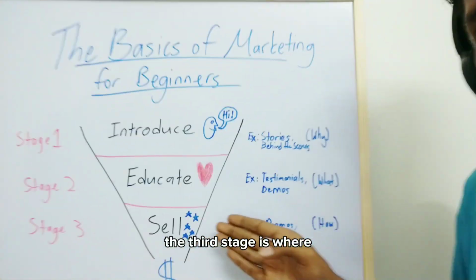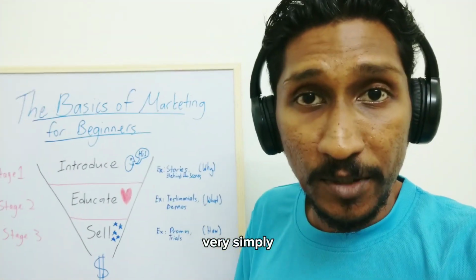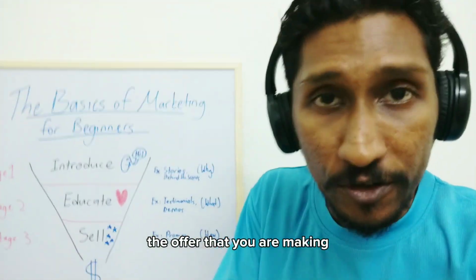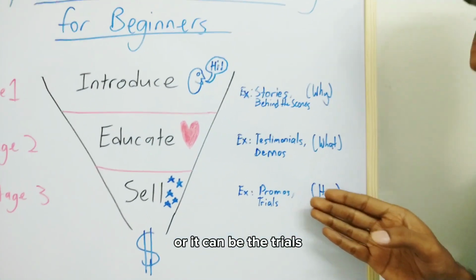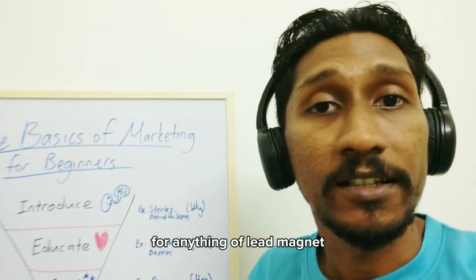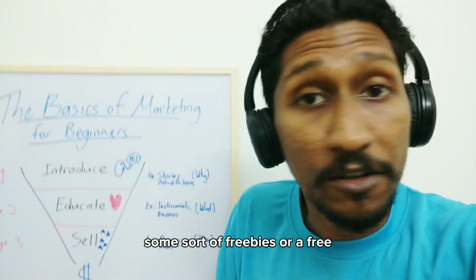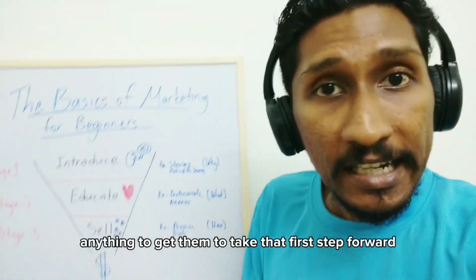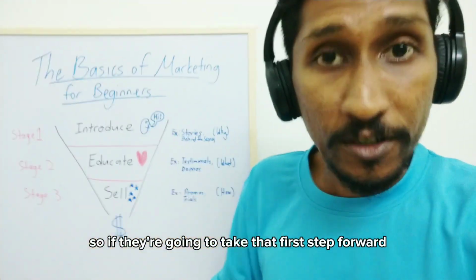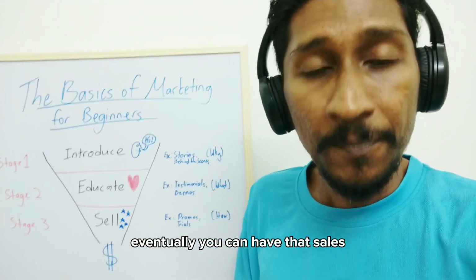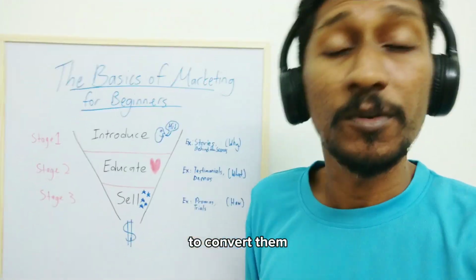The third stage is where you are going to sell. And when you are selling, very simply, you are going to give them the offer that you are making. It can be a promotion, or it can be a trial, or any kind of lead method that you are giving them, some sort of freebies or a free consultation as well. Anything to get them to take that first step forward. So if they take that first step forward, eventually you can have that sales conversion mechanism or system to convert them into your customers.